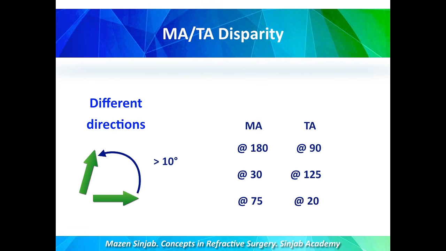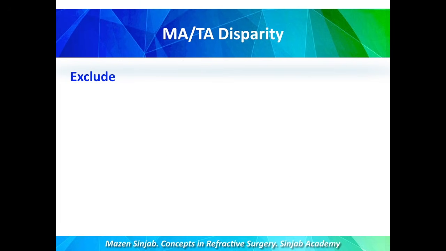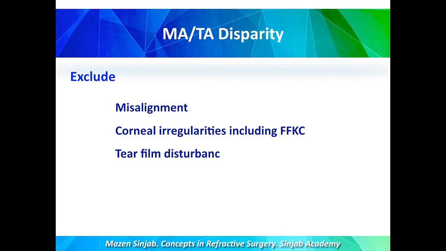Another example, manifest astigmatism at 75, topographic astigmatism at 20. Now, in all cases of manifest topographic astigmatism disparity, we have to exclude misalignment during taking the capture, corneal irregularities including form frost keratoconus, tear film disturbance, corneal opacities, and the most important is the lenticular astigmatism, especially early cataract.